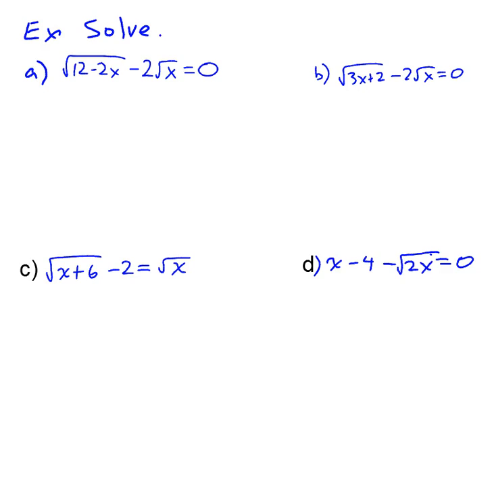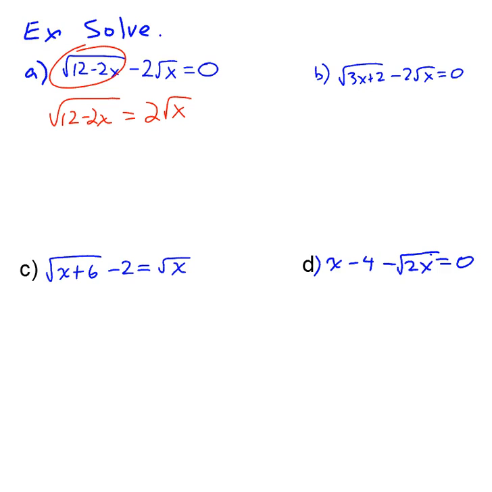In this next set of examples, I have problems where I have two radicals. So let's take a look at this. The first thing I need to do is isolate one of the radicals. The general rule is you always want to isolate the radical that has the most inside the radicand. So I'm going to isolate this radical first. So if I add over the 2 radical x, this will be what I want to do first.